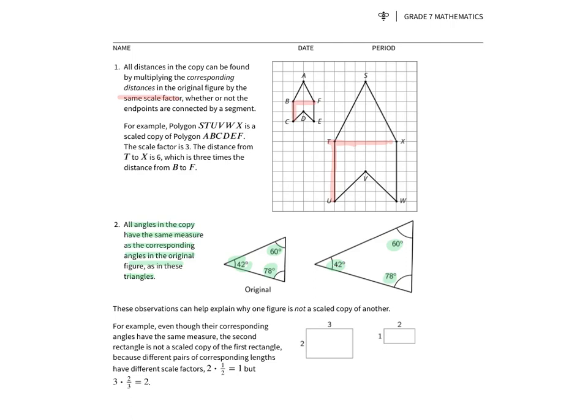These observations, it says, can help explain why one figure is not a scaled copy of the other. So, for example, even though their corresponding angles have the same measure in this picture, we have 2 rectangles, right? Their corresponding angles are the same, but the different side lengths have different scale factors. So, in other words, to go from 2 to 1, we would divide by 2. But to go from 3 to 2, that's not the same relationship. So even though they're both rectangles, they are not scaled copies of each other.